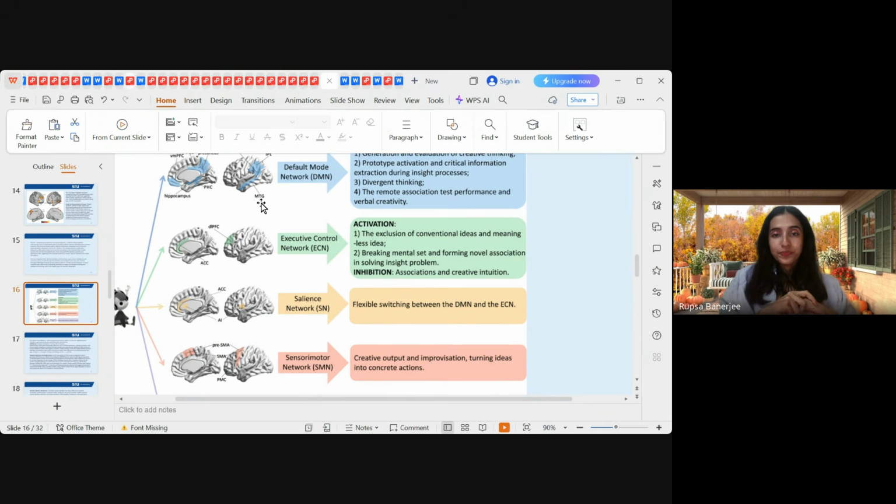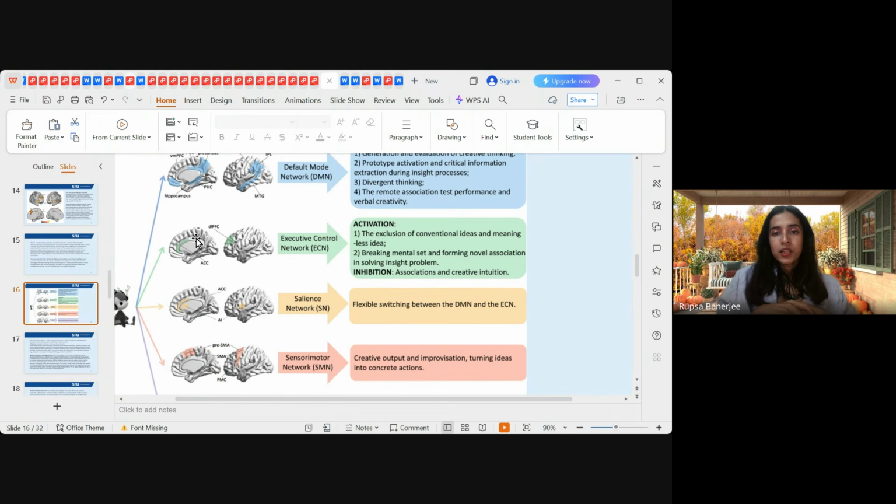Then you have activation areas involved in the executive control network. Those are the green areas, as you can see. So the exclusion of conventional ideas and meaningless ideas. All right, so the executive control network helps differentiate between both, conventional ideas and meaningless ideas. It also helps break mental sets and form novel associations in solving insight problems.